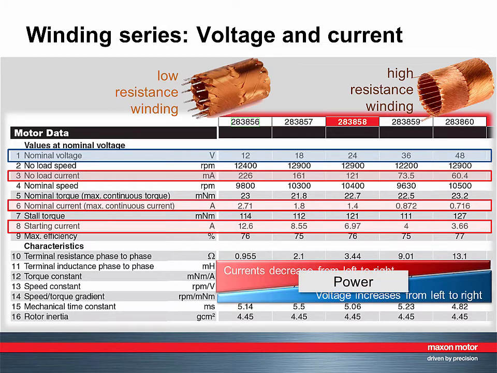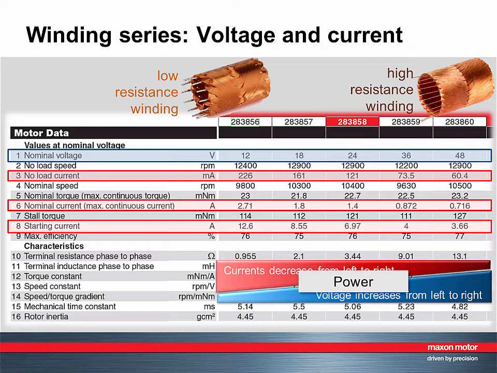At the end, the same mechanical output power, speed and torque, can be obtained with a low resistance winding with a low voltage and high current, or with a high resistance winding at a higher voltage but at a lower current.